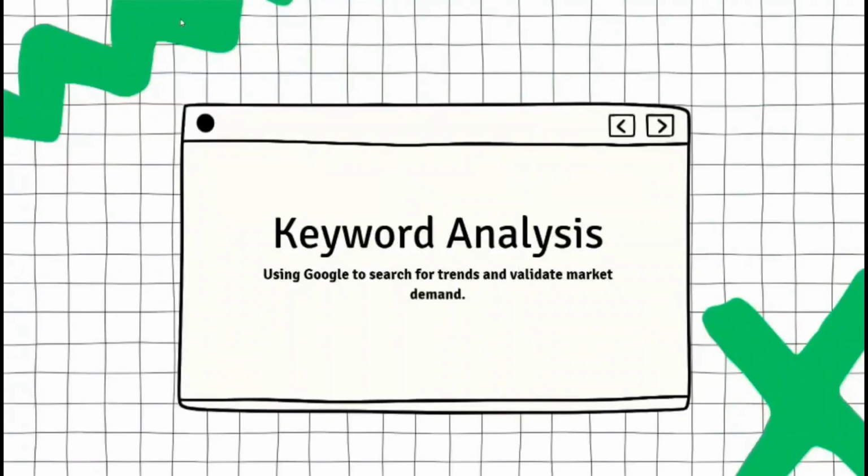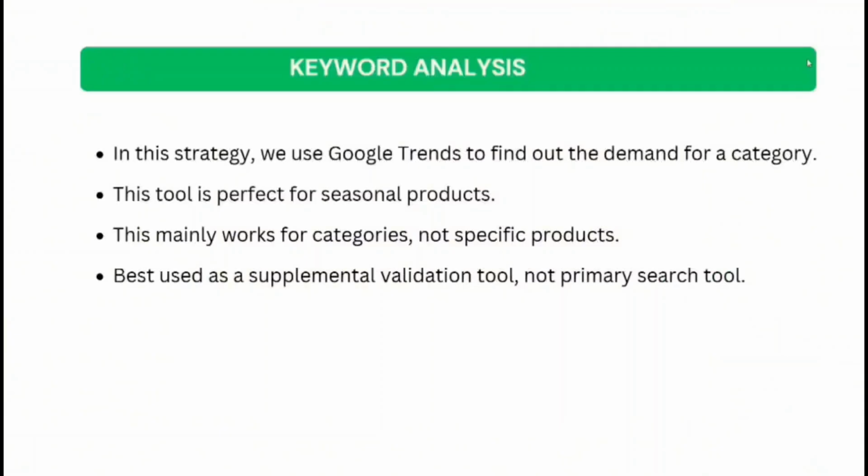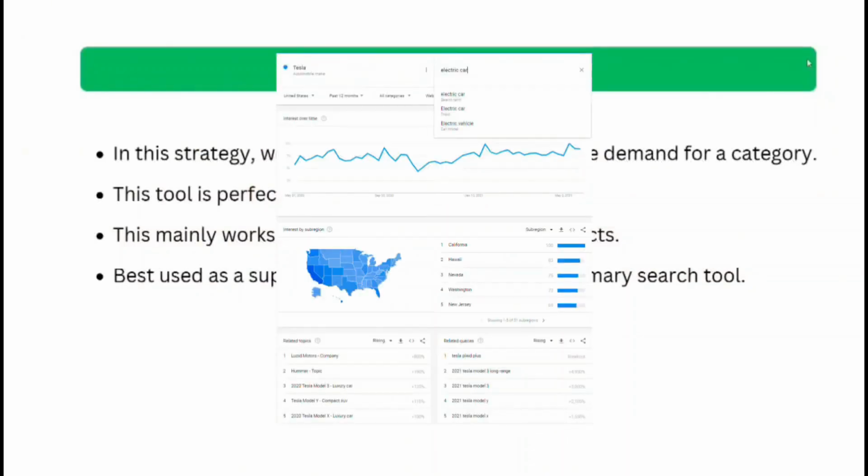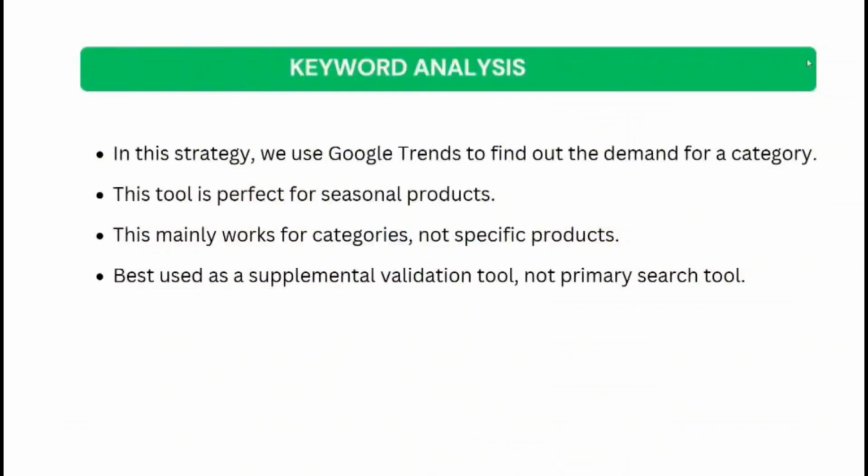So let's move ahead, guys, to keyword analysis. For keyword analysis, we use Google Trends, where you can see which products are seasonal and how many different categories are shown to you. On Google Trends, you can use filters to see which products are in high demand, which products are selling well. Everything you need can be found on Google Trends, so you can check it out there and select your product from there.